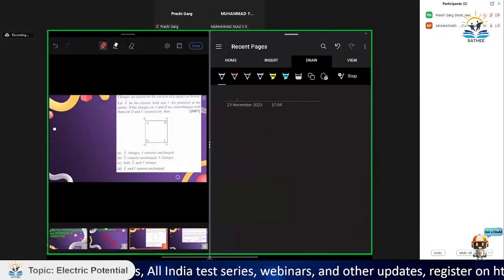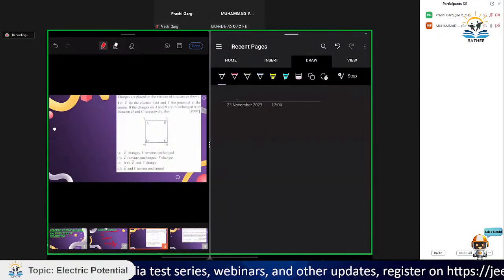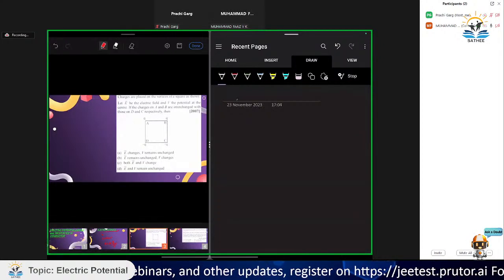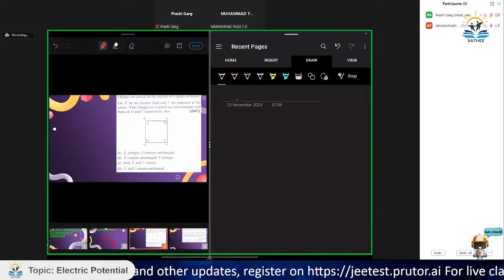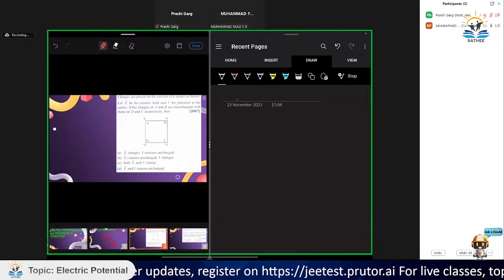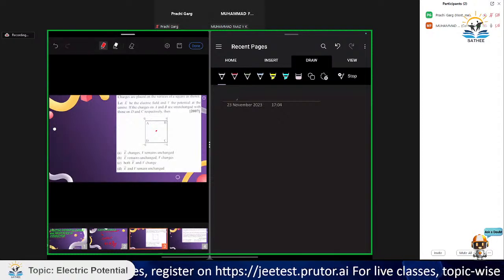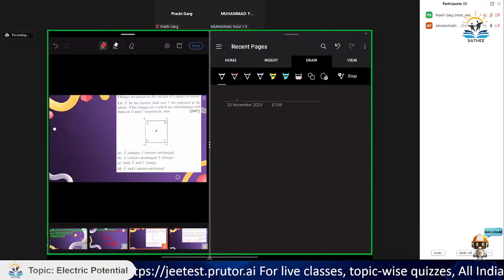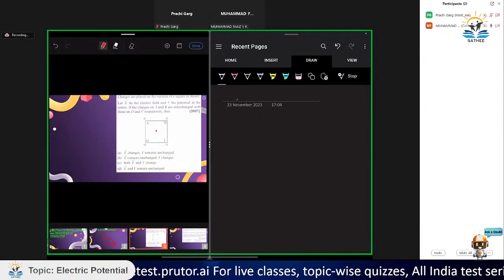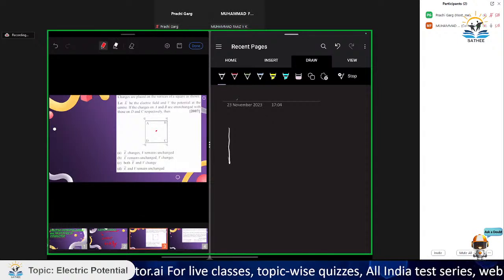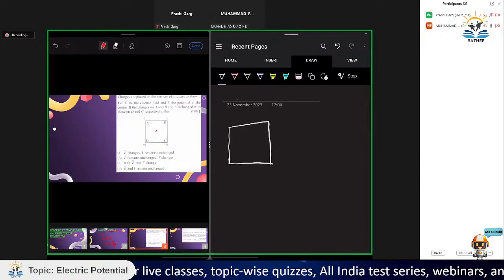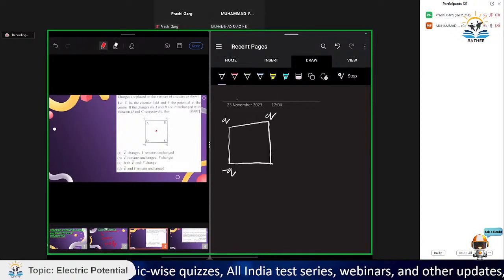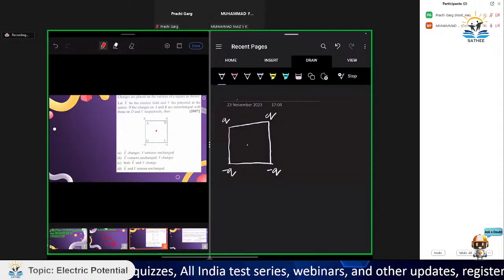Charges are placed on the vertices of a square as shown. Let vector E be the electric field and V the potential at the center. If the charges on A and B are interchanged with those on D and C respectively, then, see, this is actually two cases. In the first case, this is a square, and we have Q, Q, minus Q, minus Q.